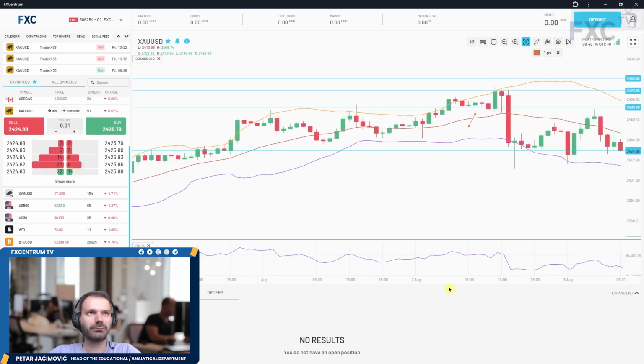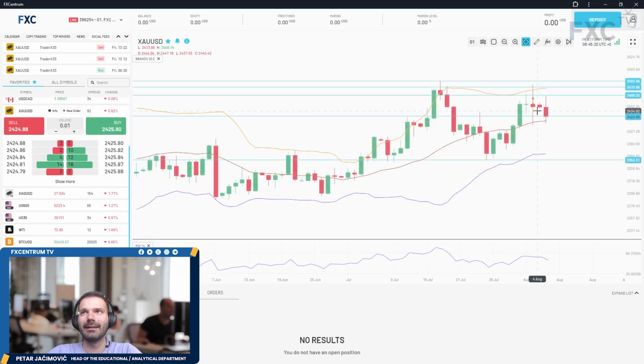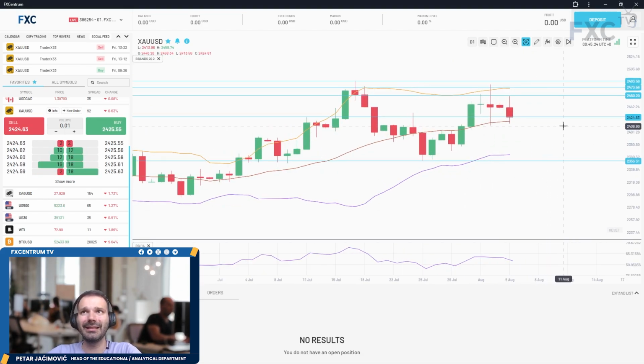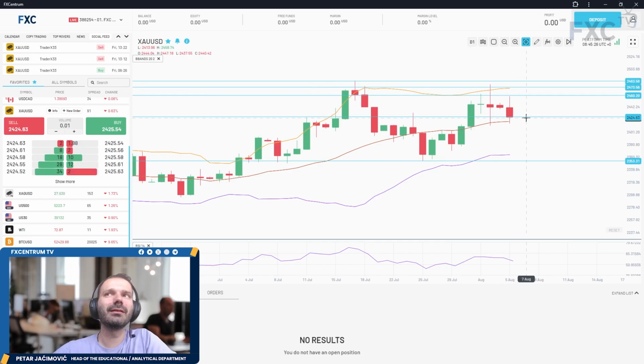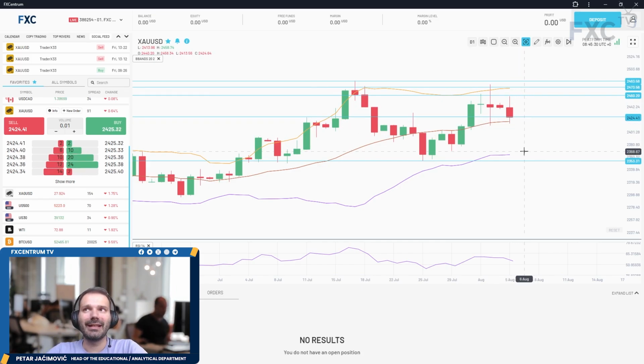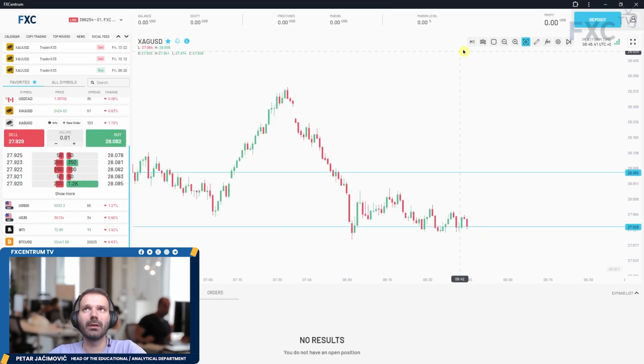Now we have the gold market. I can see here that the market is just around the middle Bollinger Band, so it's still in a consolidation. We have support at 2,410, and then the next one will be the 2,370 mark. We had rejection last week at the upper Bollinger Band, so gold is still in a consolidation, but silver is definitely weaker compared to gold.